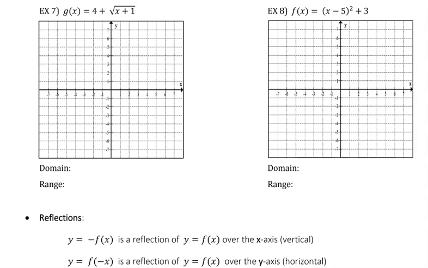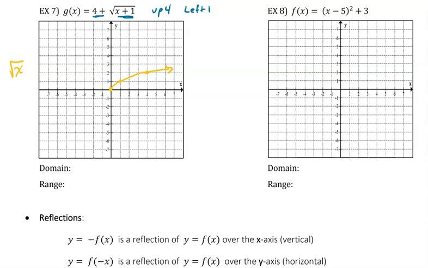So, for this first one, again, just like last time, we're going to start out with the parent function, which is the square root of x. It's going to be 0, 0, 1, 1, 4, 2. Those are our parent function's points. And then in this case, this 4 is on the outside and it's positive, so that means up 4. The plus 1 is on the inside, so that'll be left 1.